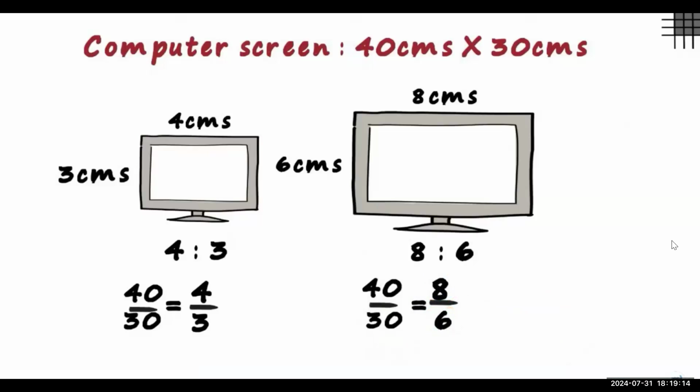What did you notice in this example? What are we trying to maintain? We are trying to maintain the same ratio. All the three ratios, 40:30, 4:3, and 8:6, are actually equal. We just changed the numerator and the denominator based on the requirement. Here, we had to draw a smaller screen, and hence we reduced the numerator and the denominator proportionally. That's proportion. It's nothing but equivalent ratios.